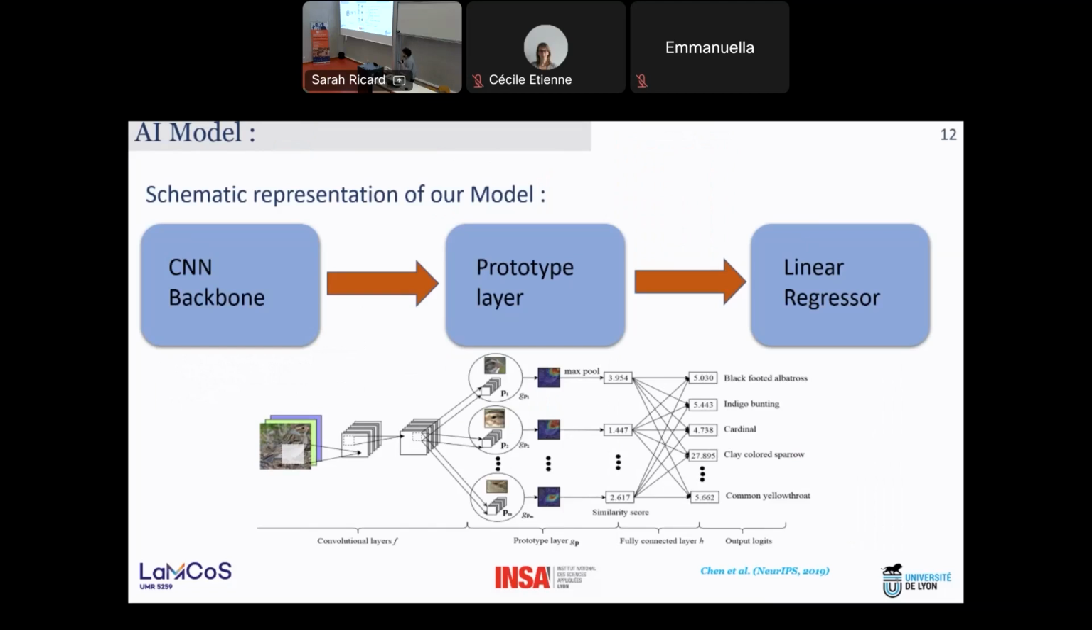The schematic representation of the model that we are using here is quite similar to the original one. We have 3 main parts: the CNN backbone, the prototype layer, and the linear regressor. We have replaced the original classifier by a linear regressor since we are trying to predict a single value.